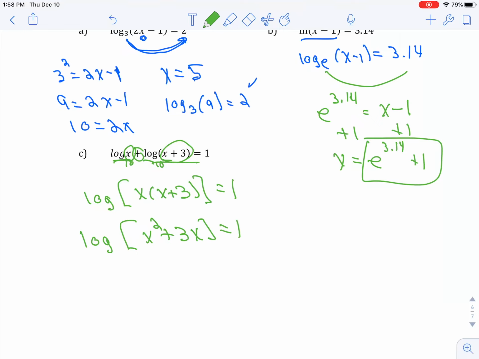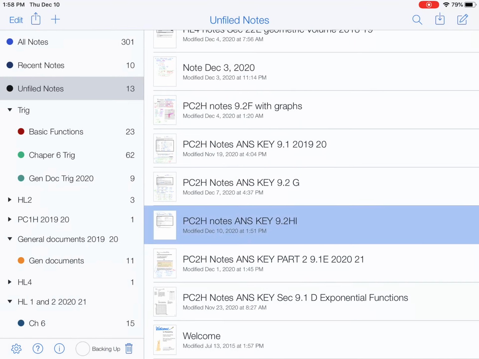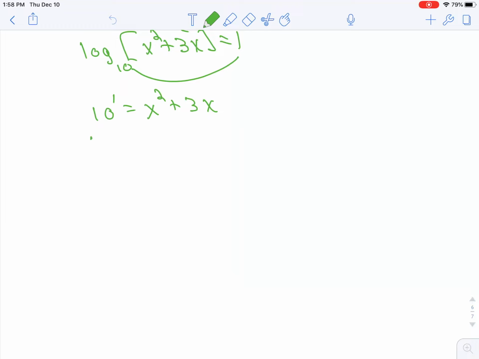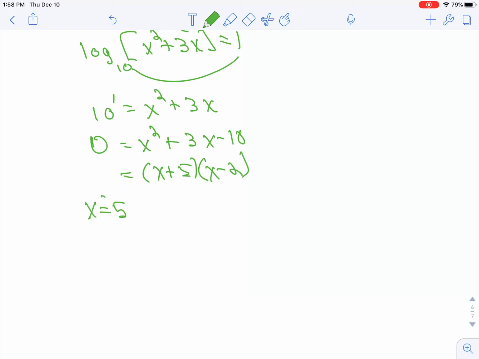Now that we've written it as a single log, we can write it in the exponential form. So this becomes 10 to the first, and that has to equal x squared plus 3x. I'm going to subtract the 10 from both sides. So 0 equals x squared plus 3x minus 10. And that means this is the same as x plus 5 times the quantity x minus 2. So either x is negative 5 or x is equal to positive 2.